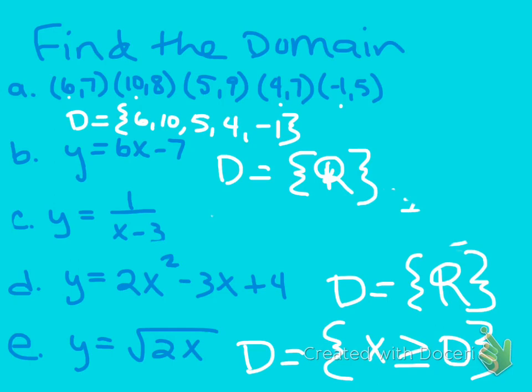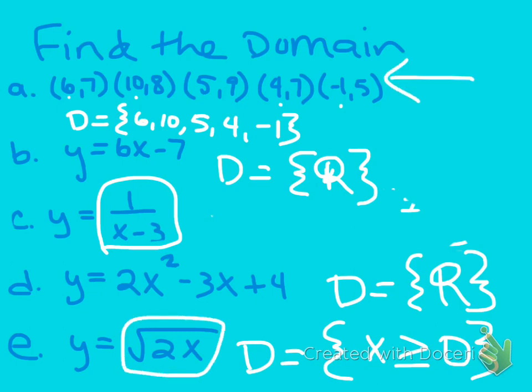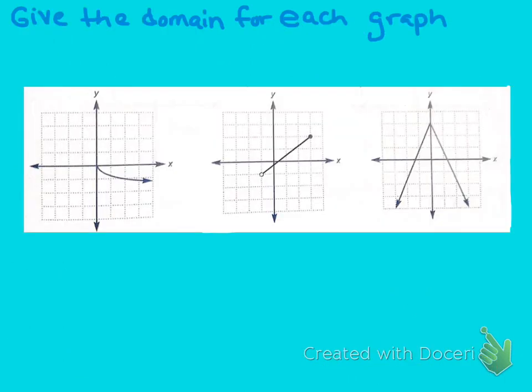All right. So when you're doing your domain to find out what the domain is, it's all the x values. But the only thing you need to really be concerned about is if it had an x in the denominator or if it's a square root. Otherwise, your answer is all reals. Right here, obviously, it's all the x values. Now, let's look at, though, when we go to pictures.